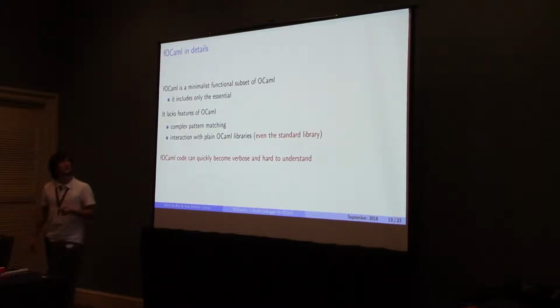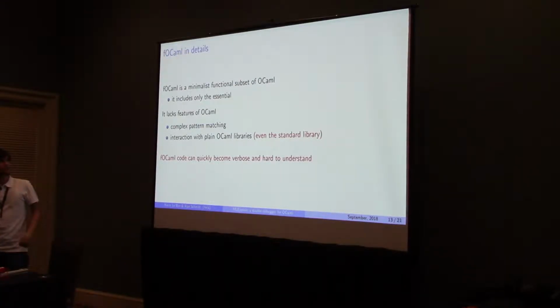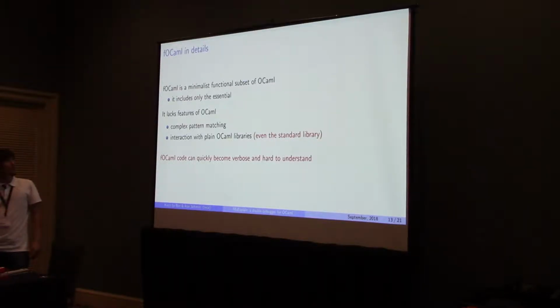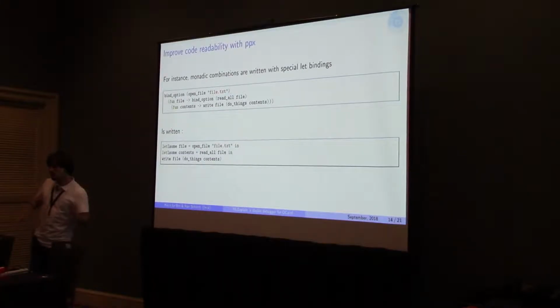So FOCaml is a very minimalist functional subset of OCaml. It only includes the essential parts of the language to handle our job. The downside is that it lacks features of OCaml, and especially interaction with OCaml libraries, which will give trouble later in the process. Because of all of this, FOCaml code can quickly become verbose and hard to understand. For instance, we use monadic combination to handle errors both in the interpreter and the program during the interpretation.